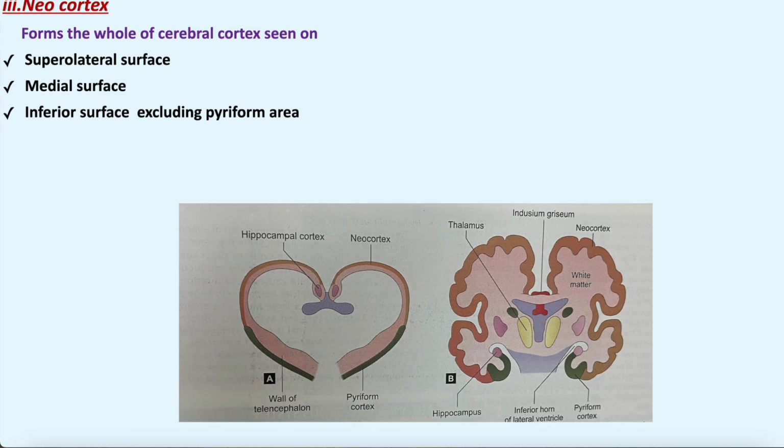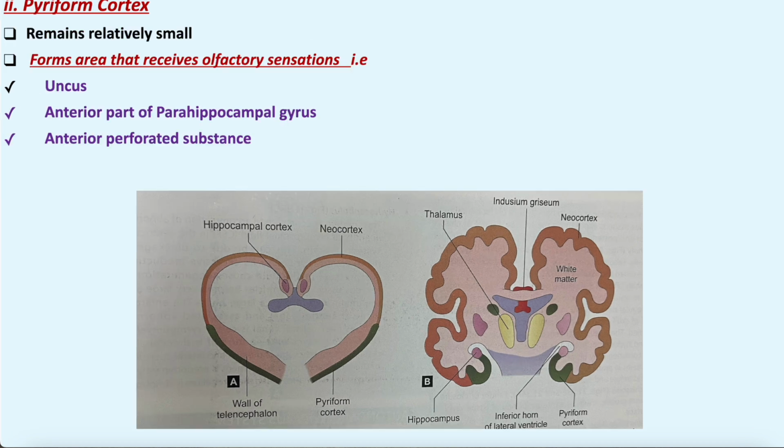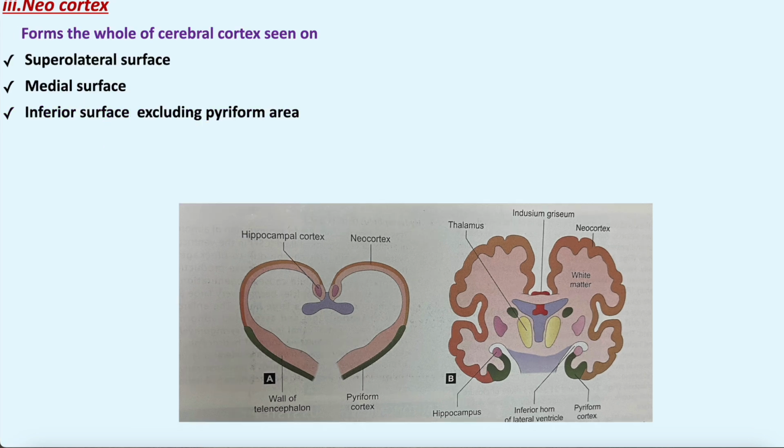Now the neocortex forms the whole of the cerebral cortex. As we are aware of the different surfaces of the cerebral hemisphere, superolateral, medial and inferior, they are included in the neocortex. The development of the cortical region is happening, but in the inferior surface we exclude the piriform area, that is the uncus, then, as I have told you in this slide, the anterior part of the parahippocampal gyrus and the anterior perforated substance. So the rest of the portion is included in the neocortex.